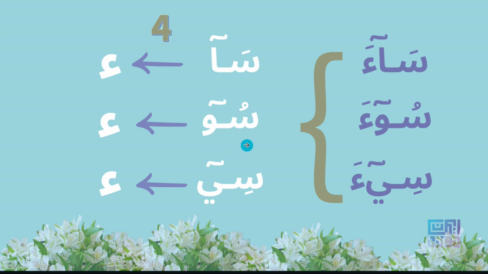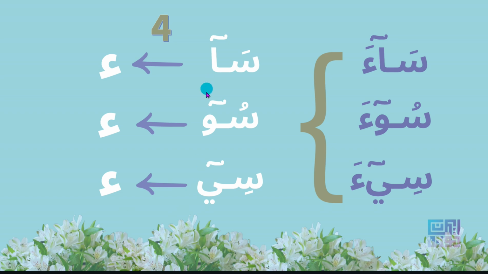Let's take this one. Just the sin dhamma, su. With a waw sukoon, su. 2 counts. But with a hamza after it, I'm going to extend more. I'm going to say su. Same with the ya. Just a sin kasra is si. With the ya sukoon, si. 2 counts. And with the hamza coming after it, si.